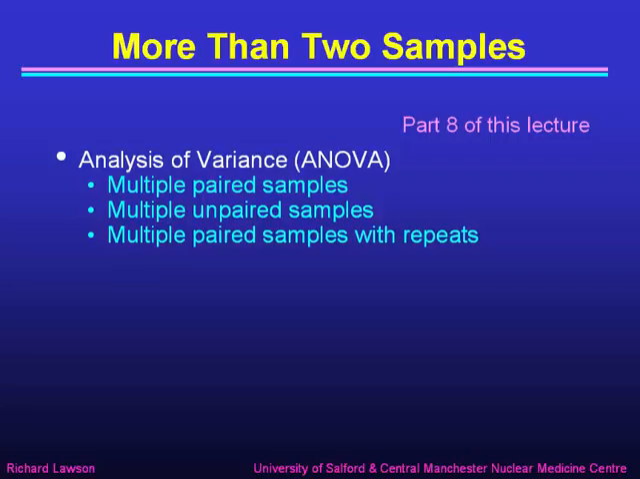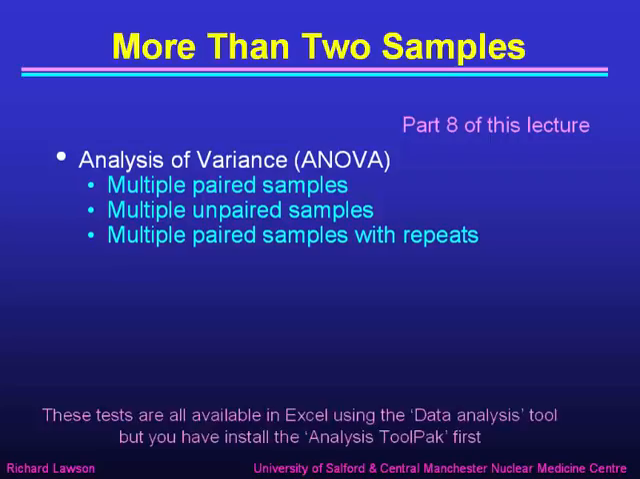I'll be dealing with more than two samples in part 8 of this lecture, when we'll talk about analysis of variance, known as ANOVA. We'll talk about multiple paired samples, multiple unpaired samples, and multiple paired samples with repeats. These tests are all available in Excel using the data analysis tool, as long as you've installed the analysis tool pack first. So that's the end of part 1, which is an introduction to this lecture.